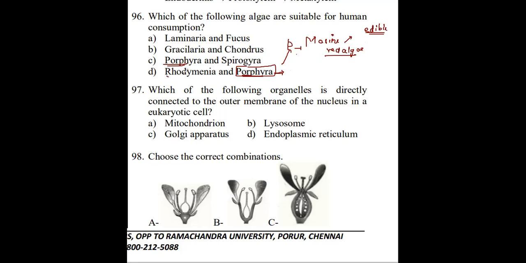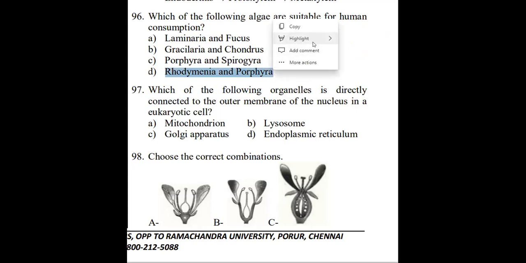What about this Rhodymenia? This Rhodymenia is also going to be a red algae. This is also going to be a Rhodophyceae. It can be eaten raw or it can also be eaten after cooking. Whatever product you get from this Rhodymenia, these products are used for thickening foods, like to make ice creams and all those things, right? Yes. So Spirogyra is not at all edible, so we cannot choose option C. So the answer for this question is option D.